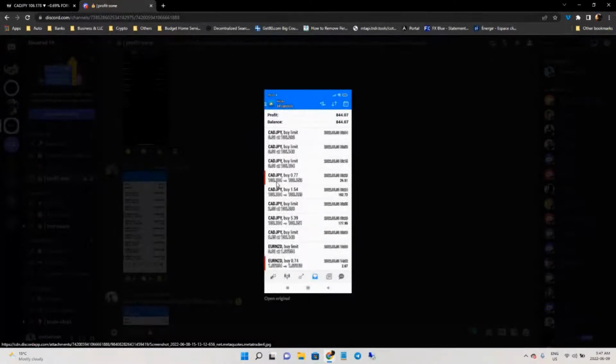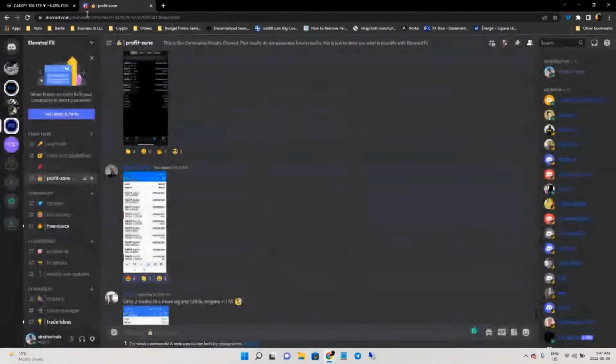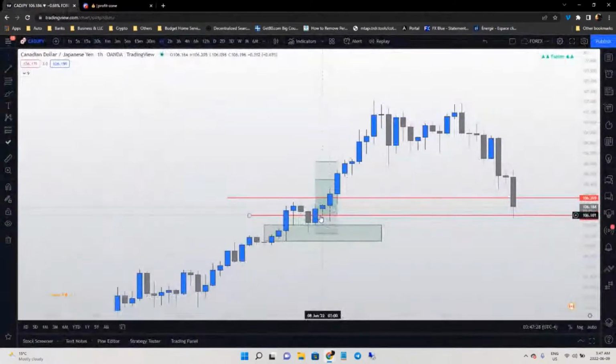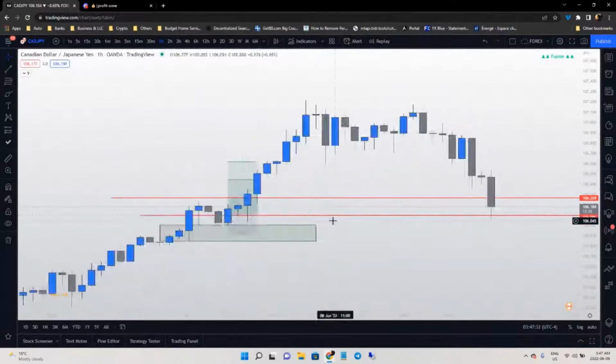Let me check. Is it pending limit? Yeah, exactly. So he used the trade manager. As you could see, there was 0.01 buy limit, and then it calculated the amount of risk based on his account to take the trade. And this is the exact setup here. So he went to a pending order at the entry price.